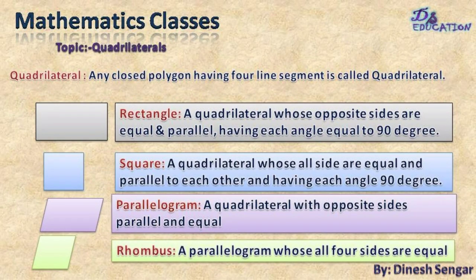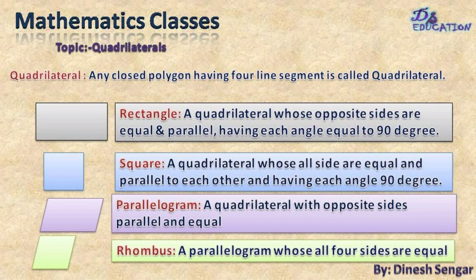Now, what is a quadrilateral? Any closed polygon having 4 line segments is called a quadrilateral. Any figure which has 4 sides is known as a quadrilateral. There are many quadrilaterals, and we are discussing a few of them. First one is the rectangle, a quadrilateral whose opposite sides are equal and parallel and each angle is equal to 90 degrees.